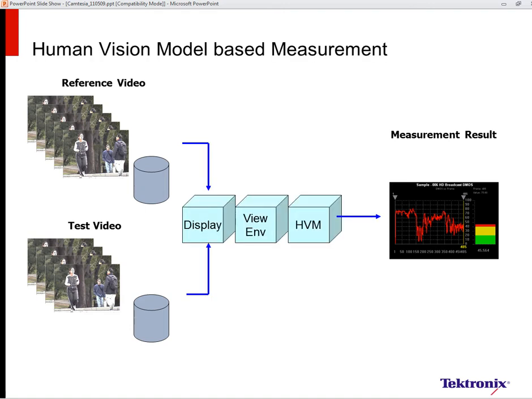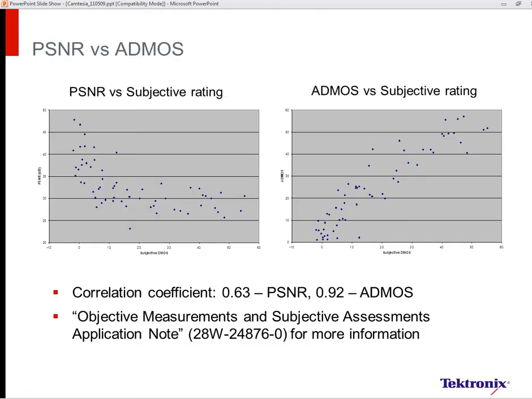Tektronix has developed a human vision model that more accurately predicts the measurement result, aligning with subjective opinion scores. This vision model takes into account characteristics of the display, such as CRT or LCD displays, the viewing environment, including the ambient lighting, the distance from the viewer to the display, and the characteristics of the human vision system itself, including the eye and the optic nerve. The result is a score called ADMOS, the Attention-Weighted Difference Mean Opinion Score, which much more closely correlates with human subjective assessments than PSNR does. On this chart, you can see that the ADMOS correlation is 0.92, much closer to the ideal of 1 instead of the PSNR score of 0.63.